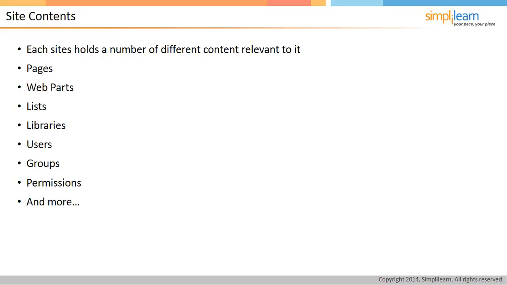Each site also holds a list of people, users of the system, who are allowed access to that particular site. These users could be individually added to the site or through SharePoint groups. Each user or group is also assigned permissions on the site. The level of access of a user on a site is determined through these permissions. You will learn more about all of this in this lesson itself.